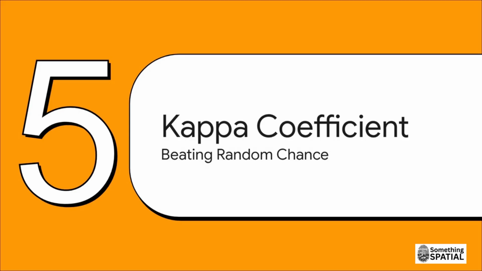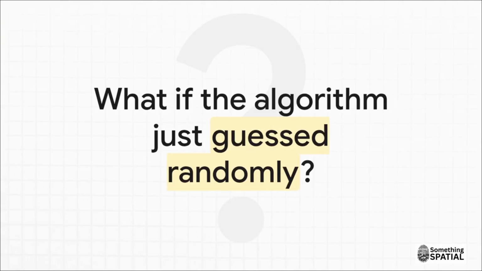All right, part 5, beating random chance with kappa. So even with all these accuracy metrics, a real skeptic might throw a curveball and ask, what if the algorithm just guessed randomly? Seriously, if I blindfolded you, handed you a bucket of pixels, and told you to just throw them at a map, sheer statistical probability says that some of those pixels would accidentally land in the right category. So how do we mathematically prove that our AI model actually learned something, instead of just getting incredibly lucky?